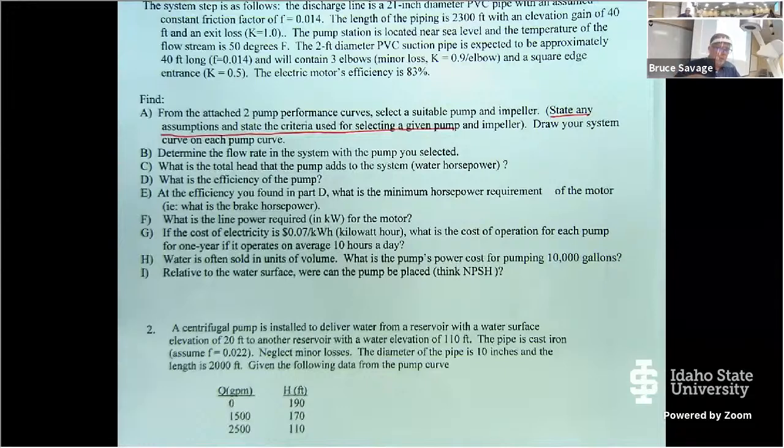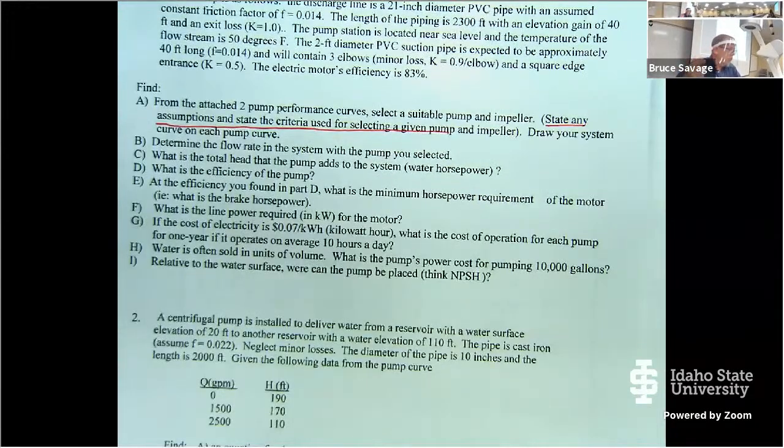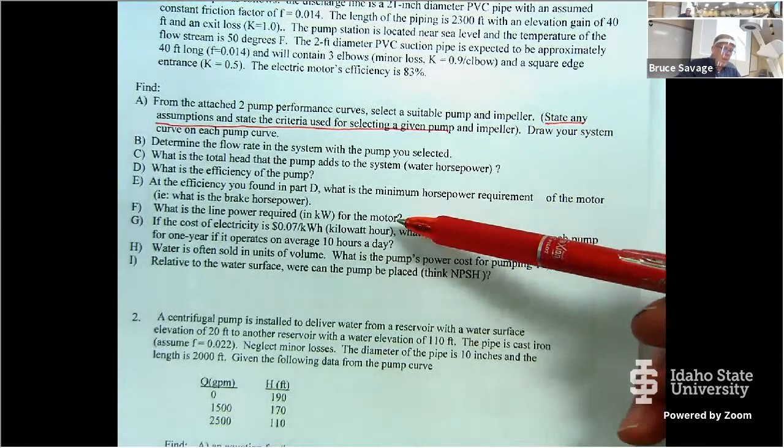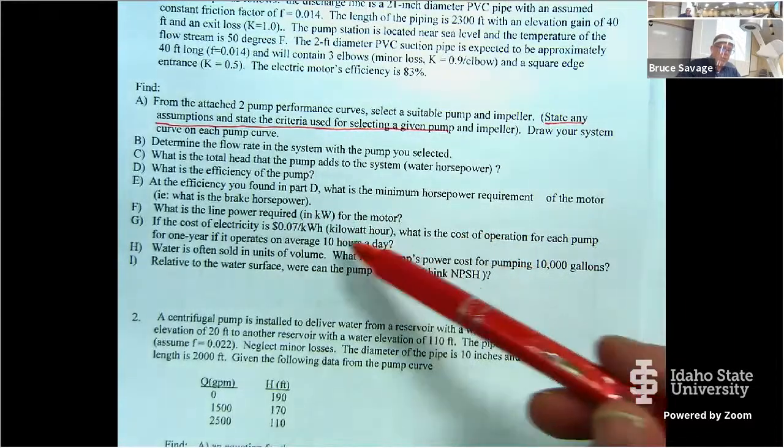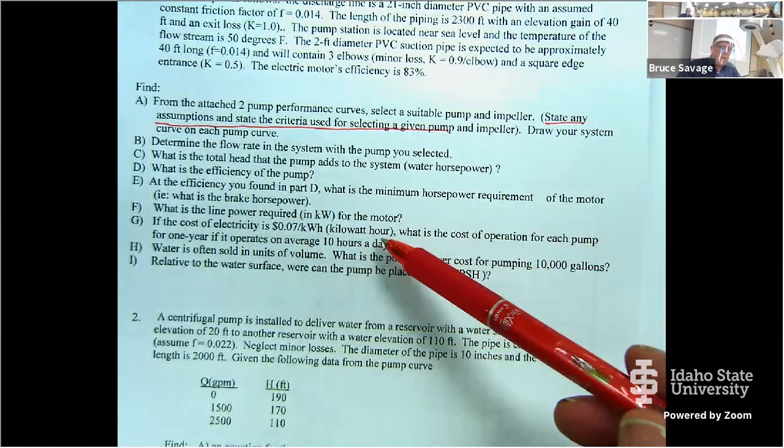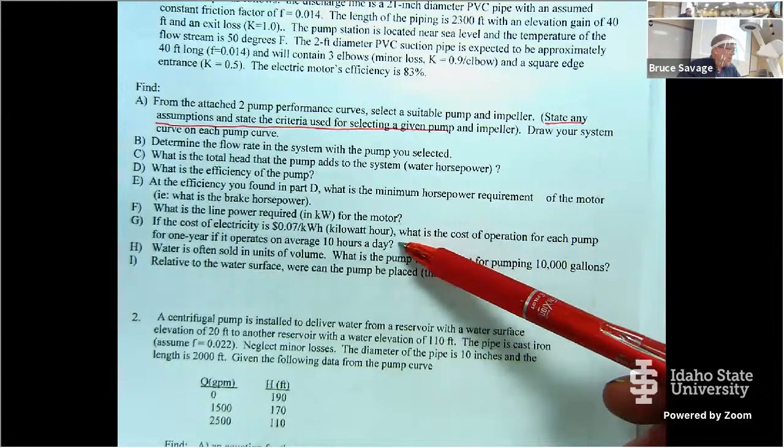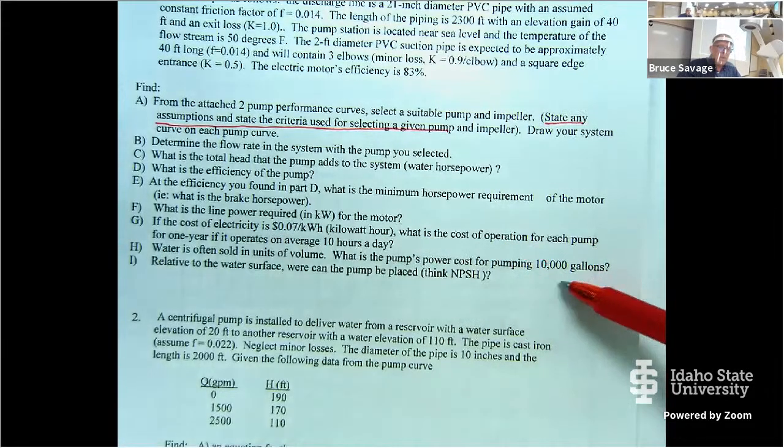So once you go through this and find which one works the best, you need to calculate the total water horsepower, the brake horsepower, and then the line power, that's the total power. Then you can calculate what it's going to cost if it operates a certain number of hours every day. You can also calculate what it would cost to pump 10,000 gallons.